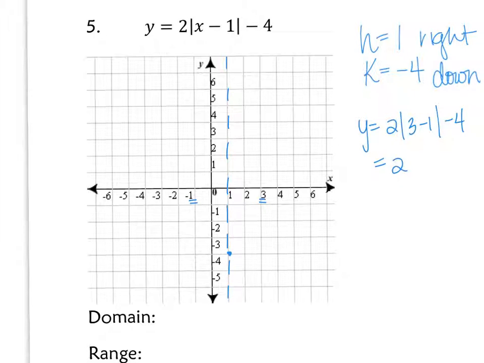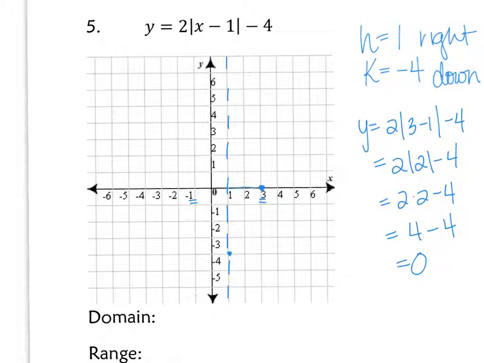Let's simplify that. I have 2 times the absolute value of 3 minus 1, which is 2, minus 4. Absolute value of 2 is 2. So I have 2 times 2 minus 4. 2 times 2 is 4. 4 minus 4 equals 0. So at 3, I am looking at 0.